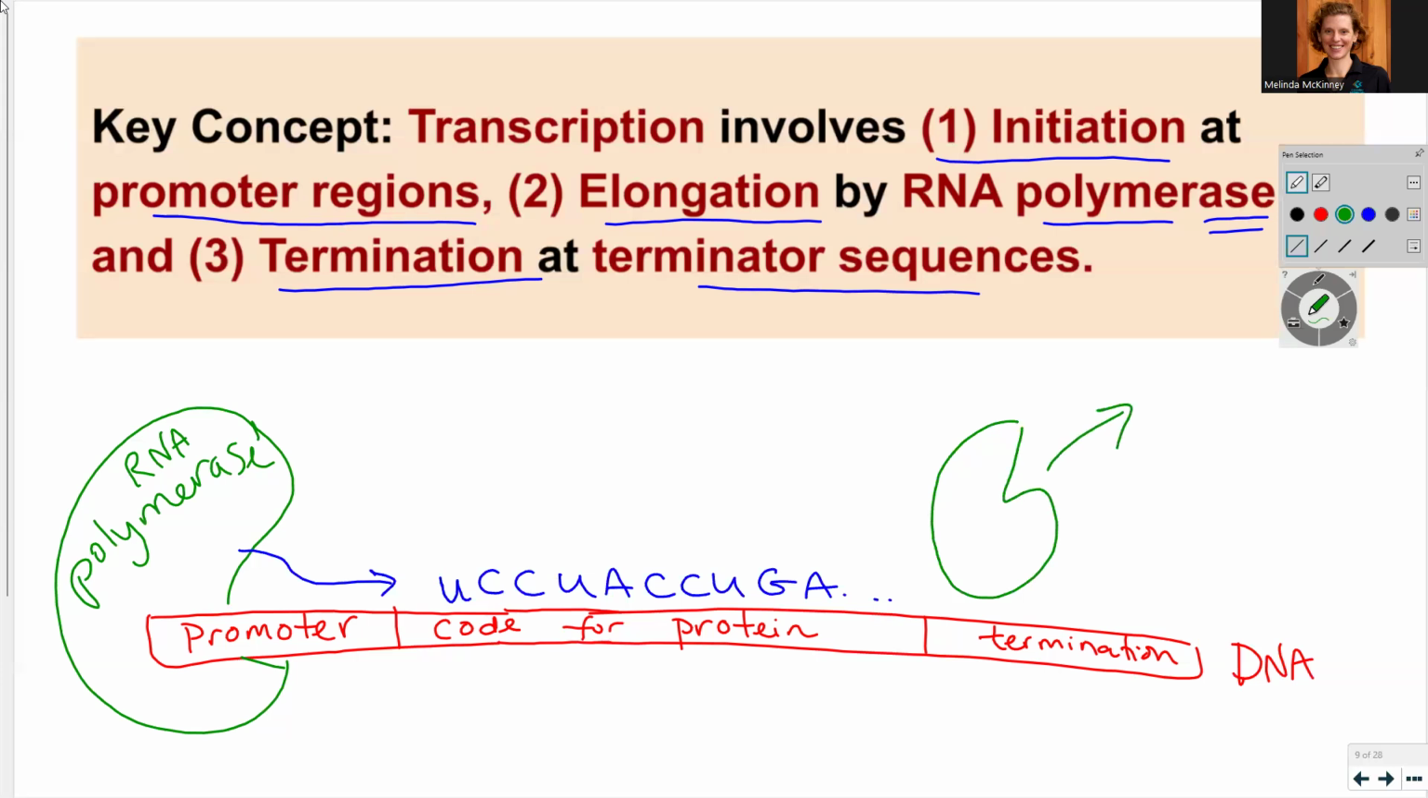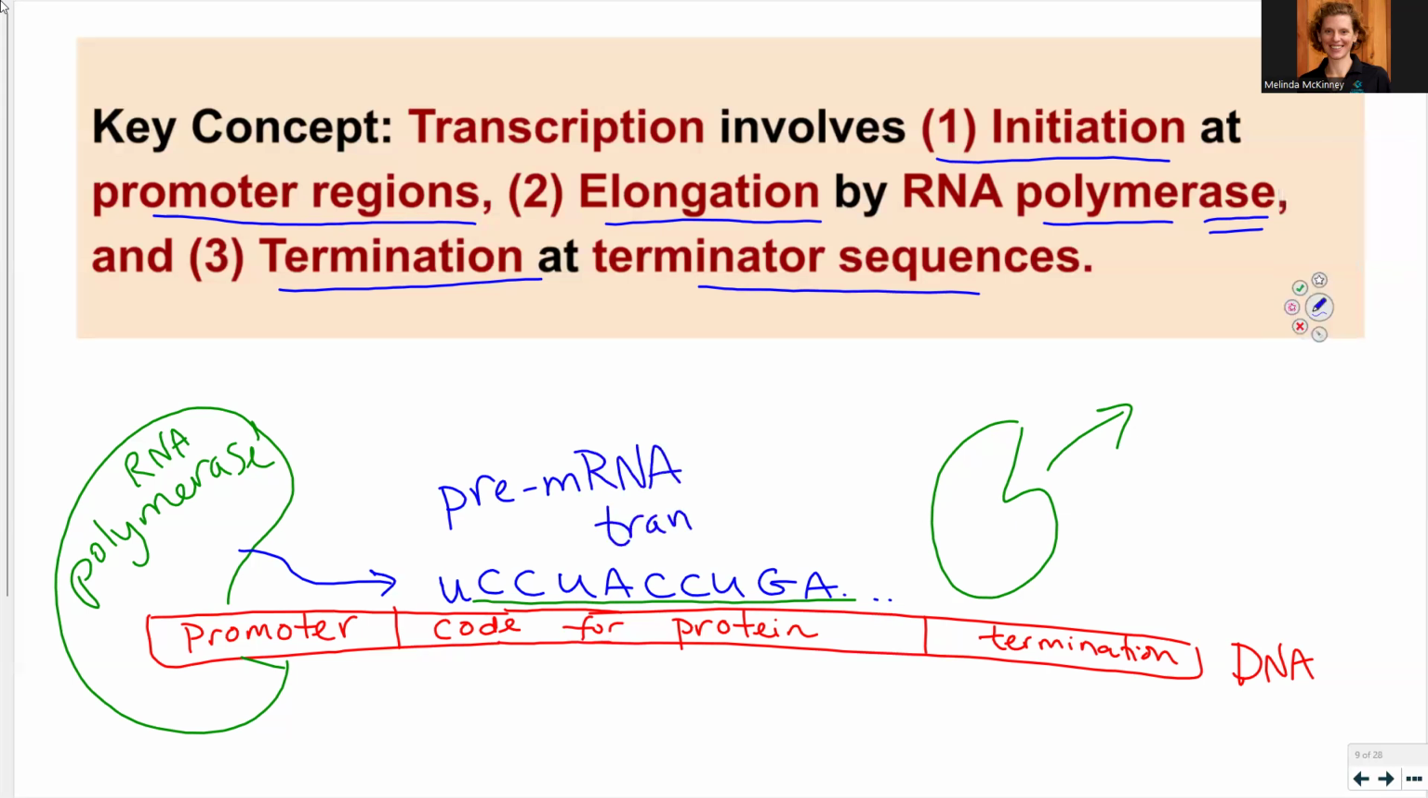And you've got your initial mRNA transcript. This is called a pre-mRNA transcript because it can be modified. But this is what we're starting with.